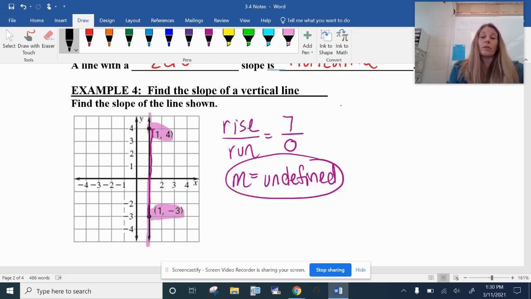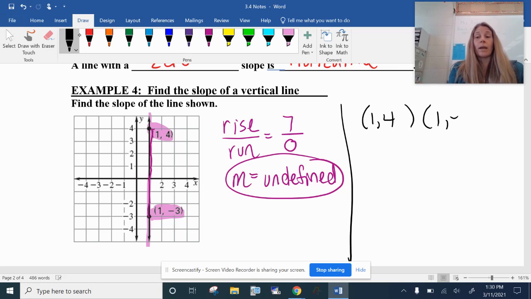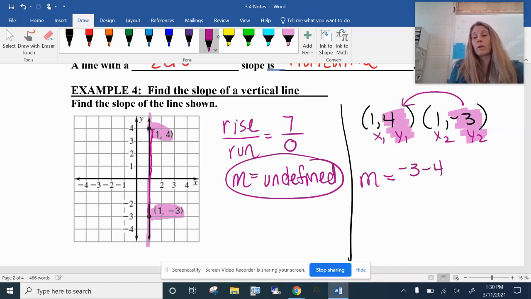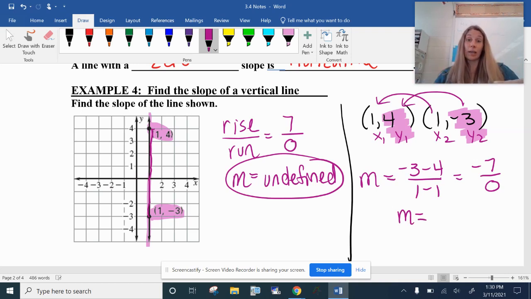Now, if you were to do this with the slope formula, and you have points (1, 4) and then (1, -3), I'm going to subtract here my y's. Now I'm going to choose to do, I guess, I'll stick with my pattern. I'm going to do -3 minus 4. So then I'm going to have to do 1 minus 1. Again, I have -7 over 0. Again, 0 is underneath the fraction bar. You know it is undefined.